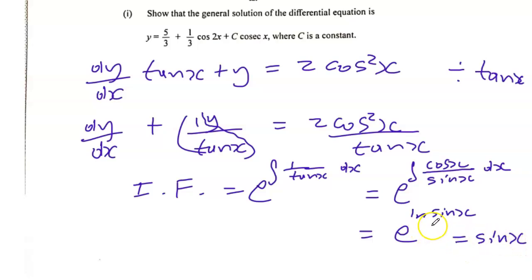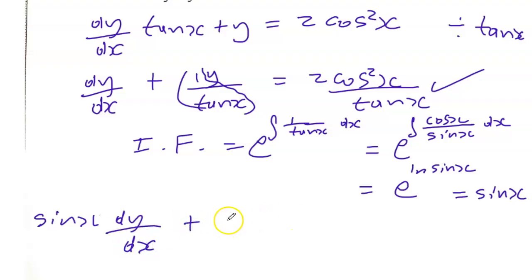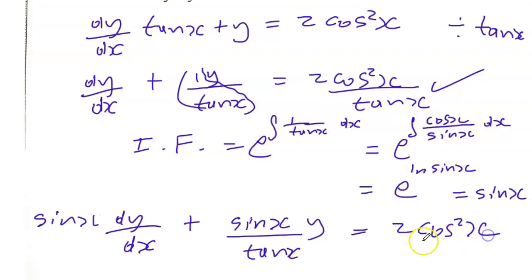So we're going to multiply each term now by sin x. So we're going to end up with sin x dy by dx, so multiplying this equation by sin x. So we end up with sin x dy by dx plus sin x over tan x times y, and then this will be 2 cos square x over tan x, and of course I'm multiplying by sin x. So times sin x times each term there in the differential equation.